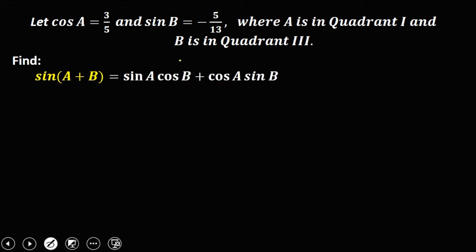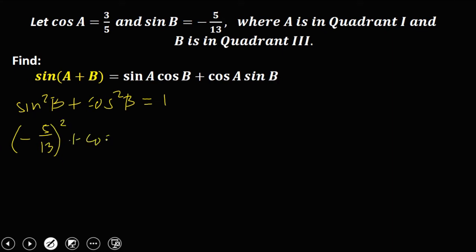Our angle now is B, so the same formula: sine squared B plus cosine squared B is equal to 1. Sine B is negative 5 over 13, so we have this squared plus cosine squared B, equal to 1. Then simplify: negative 5 squared is 25, over 13 squared, that's 169, plus cosine squared B equals 1.